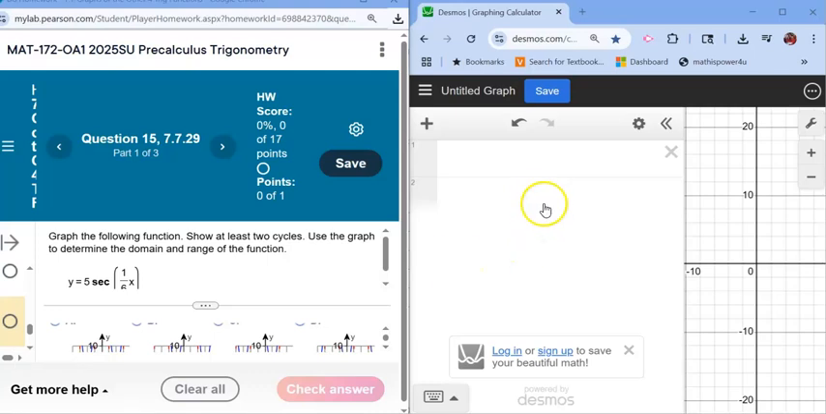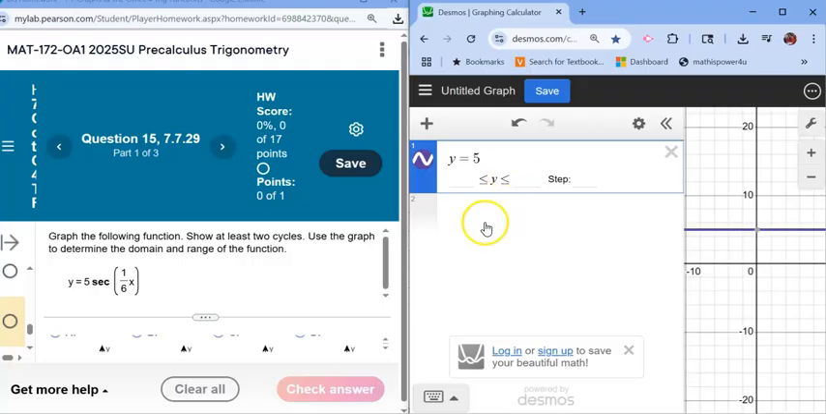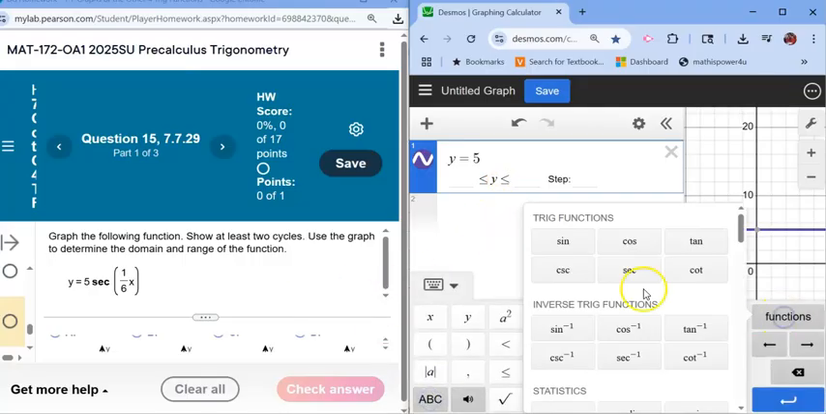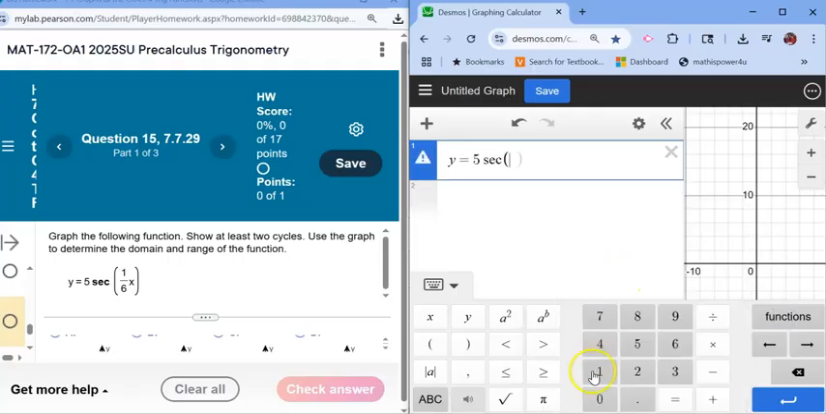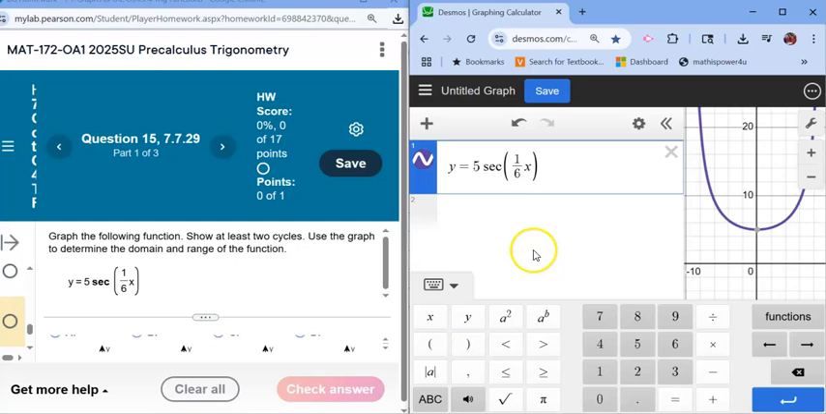Hey, trig class, we're going to look at how to use Desmos to help with these questions that have us graph those trigonometric functions. So what I'm going to do here is type in exactly what I see, y equals 5 times... Now I can write sec if I want to. I can also click this little button down here, go to functions, and the trig functions are the first ones we see. So there's sec right there as well. And then that's 1 divided by 6, 1/6 x. So there is that graph of that function.